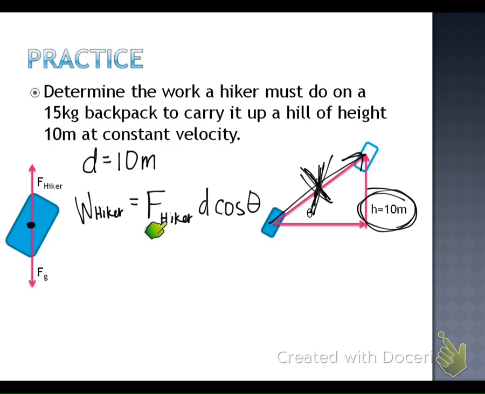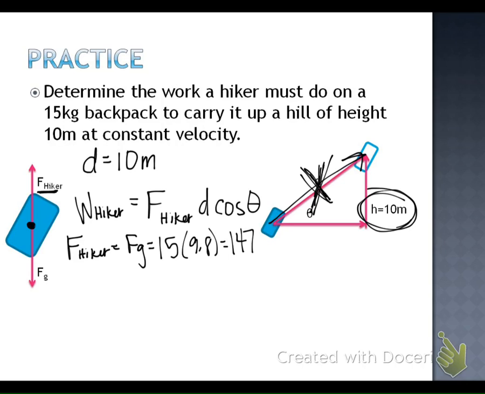How do we solve for the force by the hiker? Gravity times the weight. Why can we make that the force of the hiker? Because it's moving at constant velocity, so it's the same. Exactly. Since it's moving at constant velocity, these two forces must be the same. He must be doing just enough to keep that in balance. So our force of the hiker is going to equal F sub g, which is 15 kilograms times 9.8, which is 147 newtons.